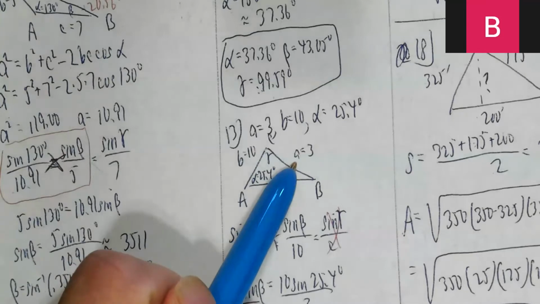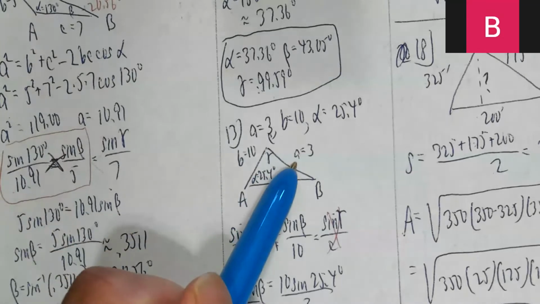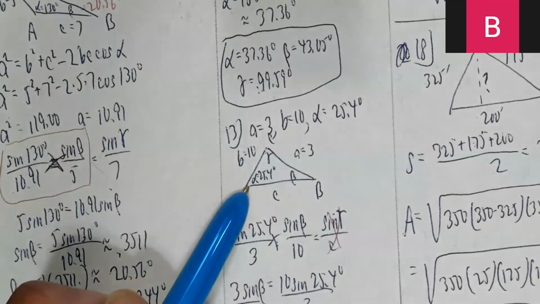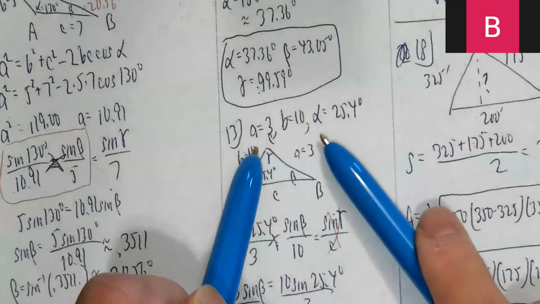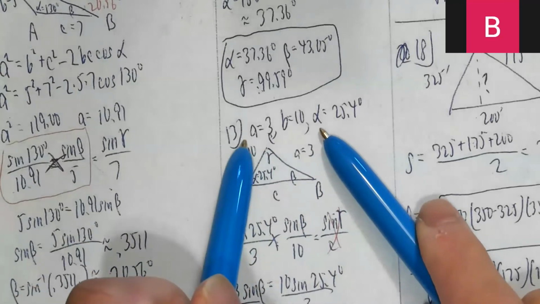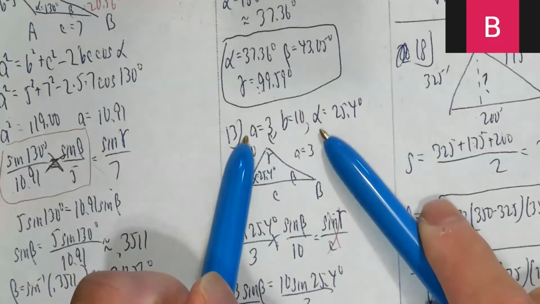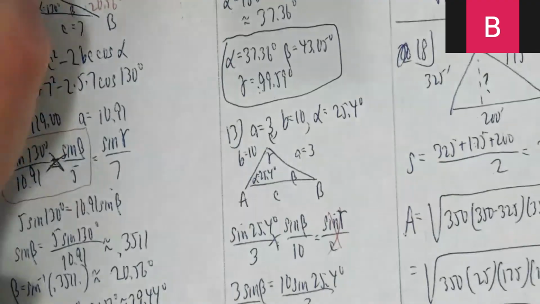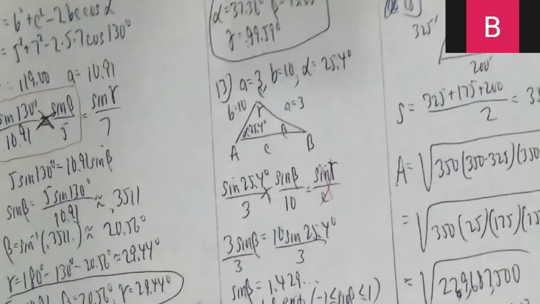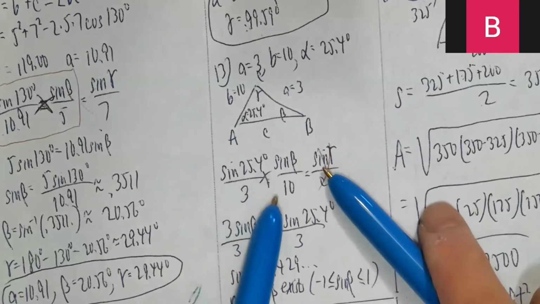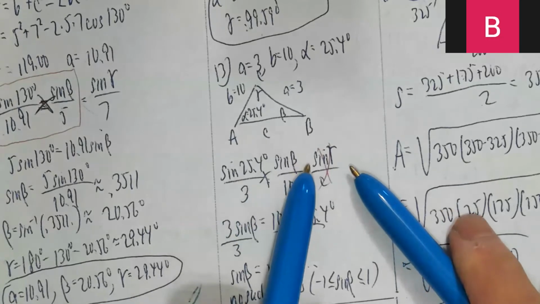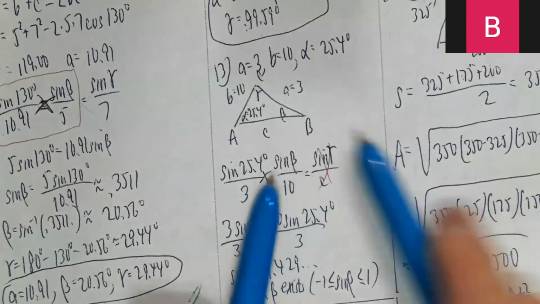So A is 3, just start the problem like normal. B is 10, alpha 25.4. Okay, I can do law of sines because I have A and alpha. I have two of the same letter. Once you have two of the same letter, A and alpha, you can do law of sines. So sine of alpha over A equals sine of beta over B. It is equal to sine of gamma over C, but I don't need to worry about that.